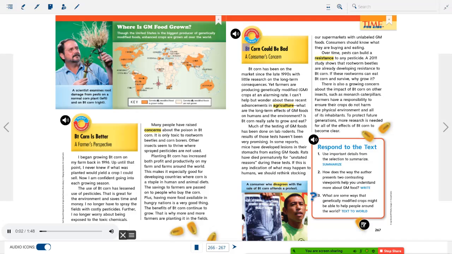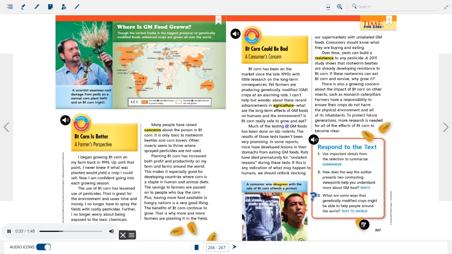Counterpoint. Bt corn could be bad, a consumer's concern. Bt corn has been on the market since the late 1990s with little research on the long-term consequences. Yet farmers are producing genetically modified, GM, crops at an alarming rate. I can't help but wonder about these recent advancements in agriculture. What are the long-term effects of GM foods on humans and the environment? Is Bt corn really safe to grow and eat?